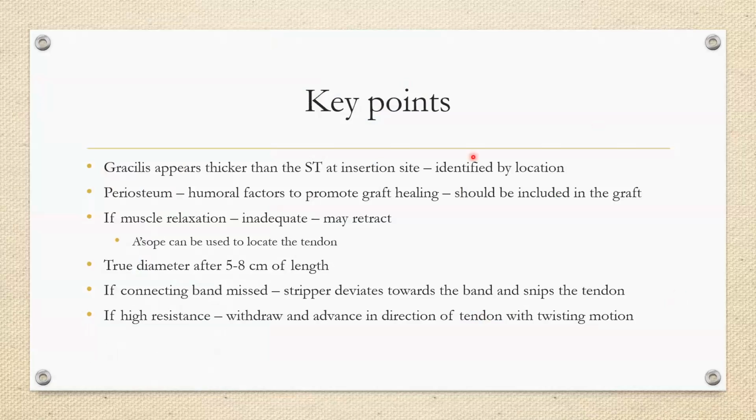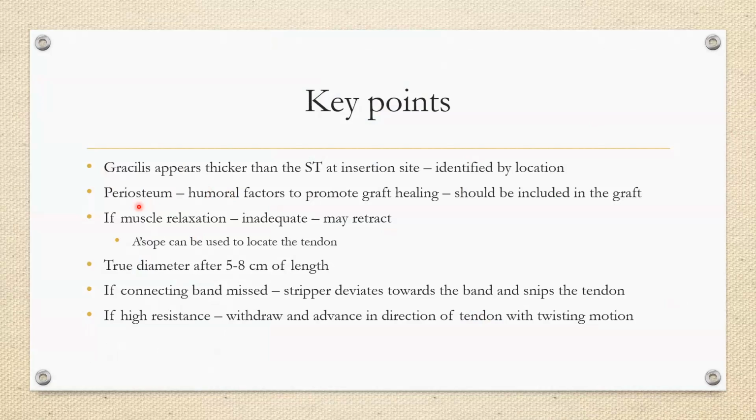So just a few key points to be kept in mind. The gracilis can deceptively appear thicker at the insertion site compared to the semitendinosus. Hence, it shouldn't be confused, and the semitendinosus should be identified based on its location, as in, the gracilis is superior and the semitendinosus always lies inferior. And the periosteum should always be included in the graft, since it is found to have humoral factors which can help promote better healing of the graft, and hence should be included whenever possible.